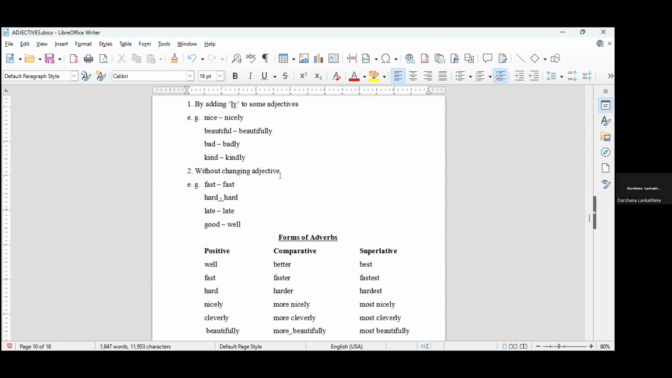Then without changing the adjectives also we can use them. See, fast: the adjective is fast, and the adverb is also fast. Hard, both hard, adjective and adverb. Late, late. Good: here the adjective is good, and when we convert it to an adverb, we use well.